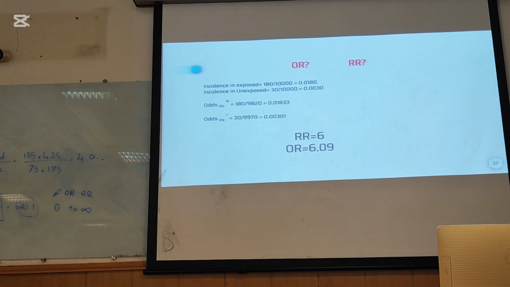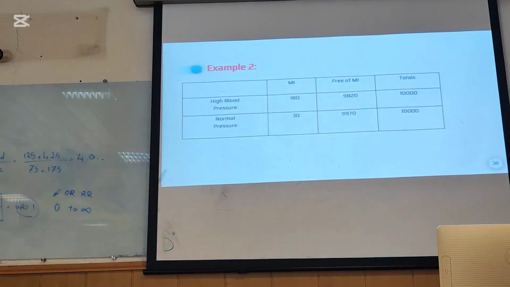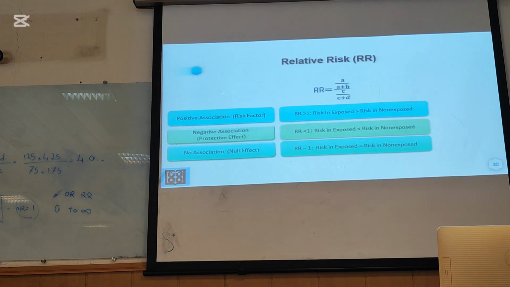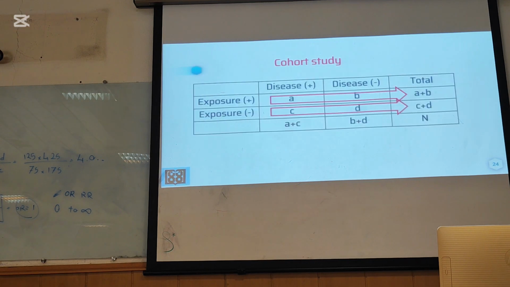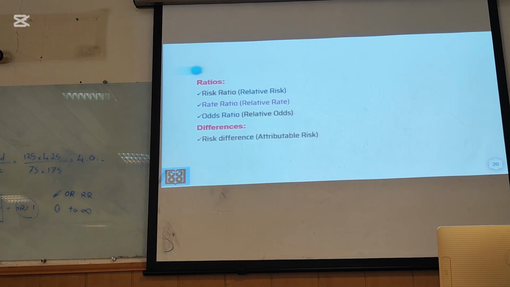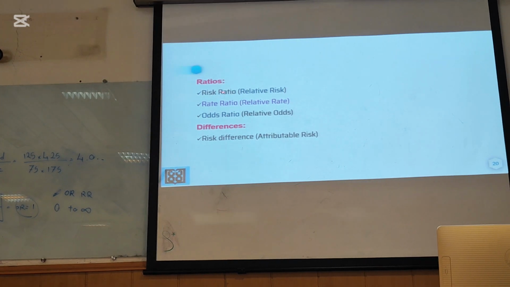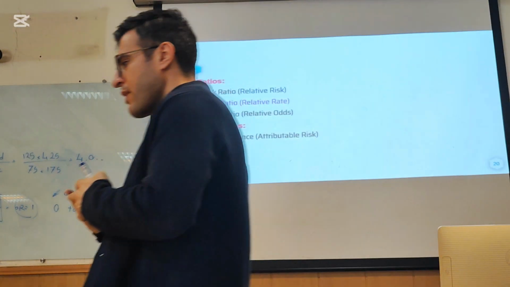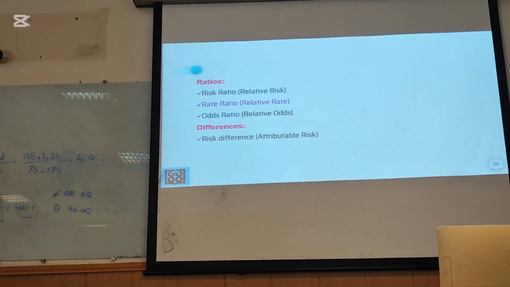Another important point is that in cohort studies, we have 3 indices based on the ratio approach to measure the association between exposure and outcome: risk ratio, rate ratio, and odds ratio. As I said, rate ratio is out of scope, but there are 3 ratio-based approaches to assess an association.